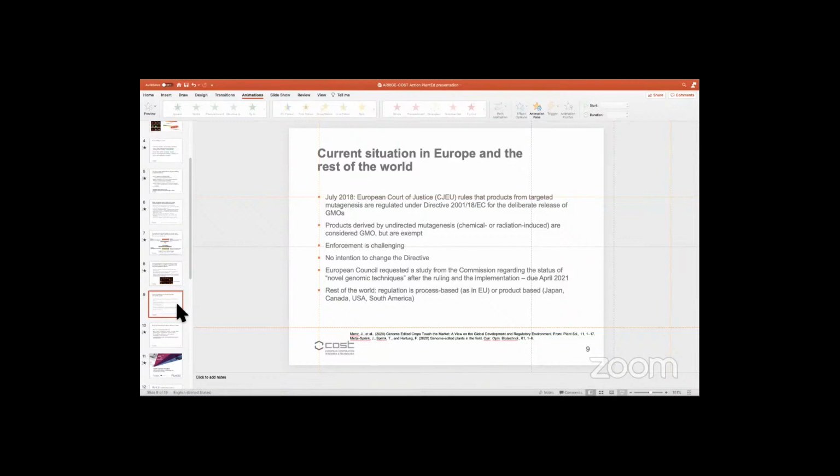Enforcement will be challenging because of small changes that are difficult to detect. The Commission has no intention to change the directive, although many scientists argue for that. And the European Council of Countries requested a study from the Commission about the status that is due early 2021. So we're very anxious to see what they will tell us. In the rest of the world, regulation is either process-based, as in the EU, so if you do genetic modification, it falls under the regulations, or product-based, where the actual product is being studied and its properties.